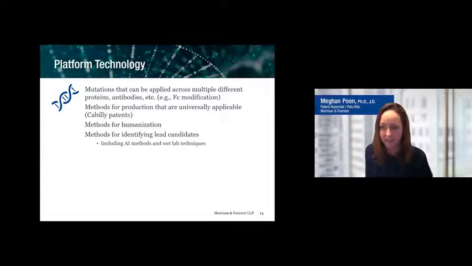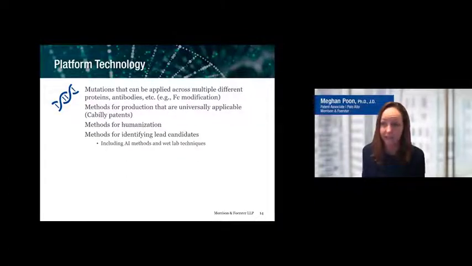So the Eigibility patents are an example here, which were directed to methods of humanization. So if you get a patent that covers a method for humanizing an antibody, potentially this can really stop competitors even developing antibodies to different targets, right? Which can be a tremendous amount of value. Methods for identifying lead candidates are also a platform technology that can be very valuable to companies.